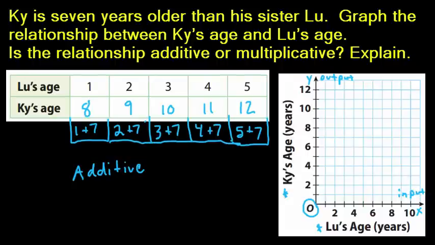So in this case, when we're graphing, when Lou is 1, so you have to pay attention to the numbers. This is 1 right here for Lou. When Lou is 1, Kai is 8.